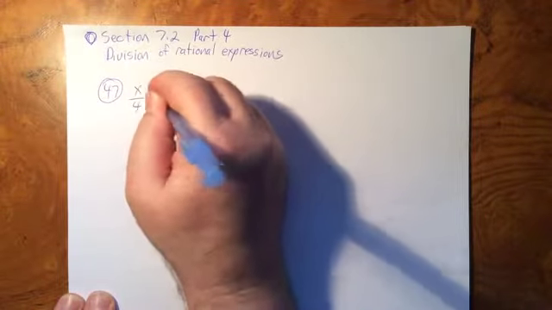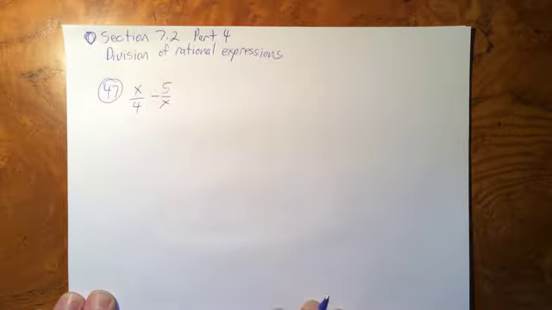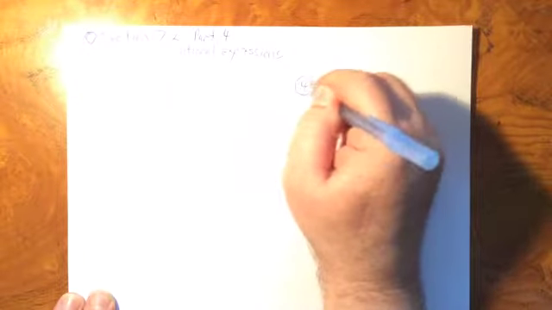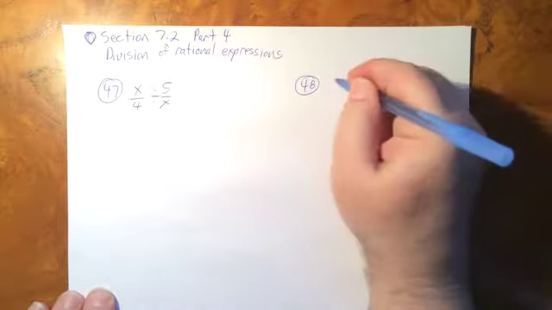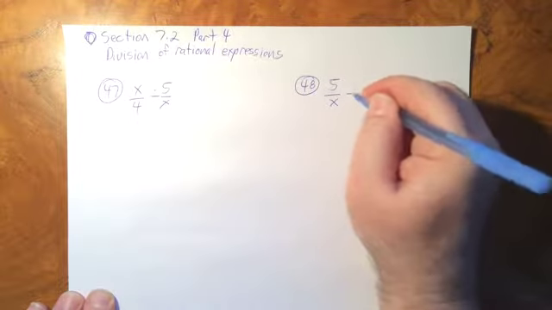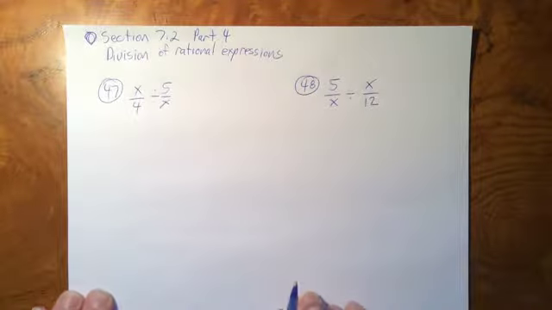x over 4 divided by 5 over x. 48: 5 over x divided by x over 12.